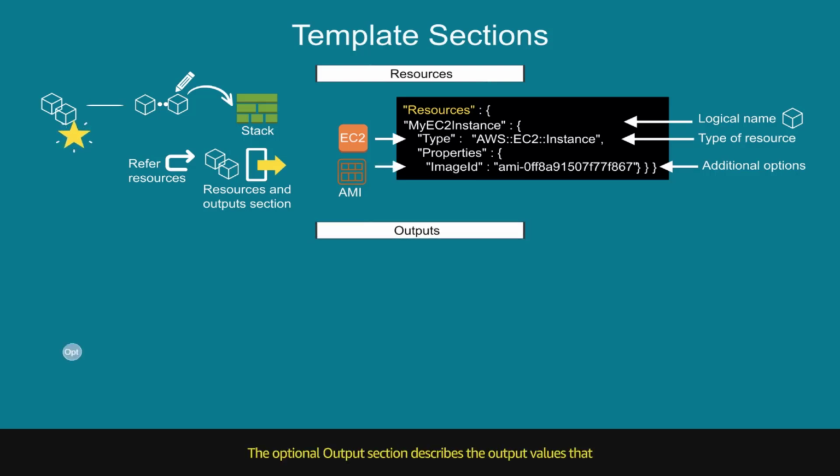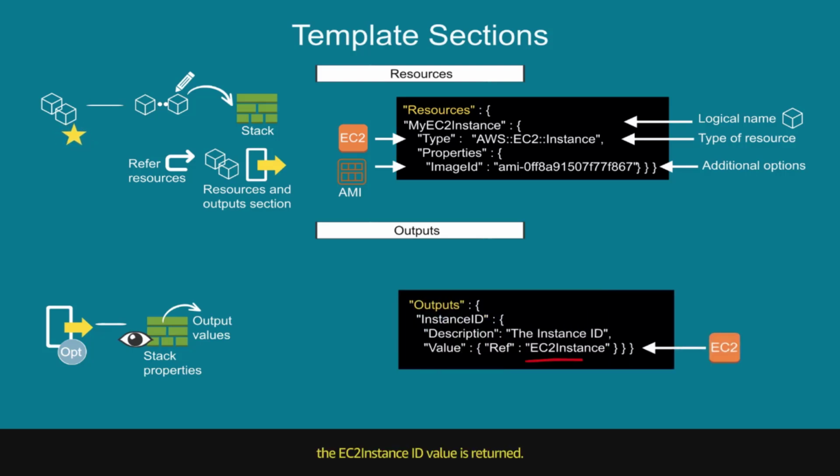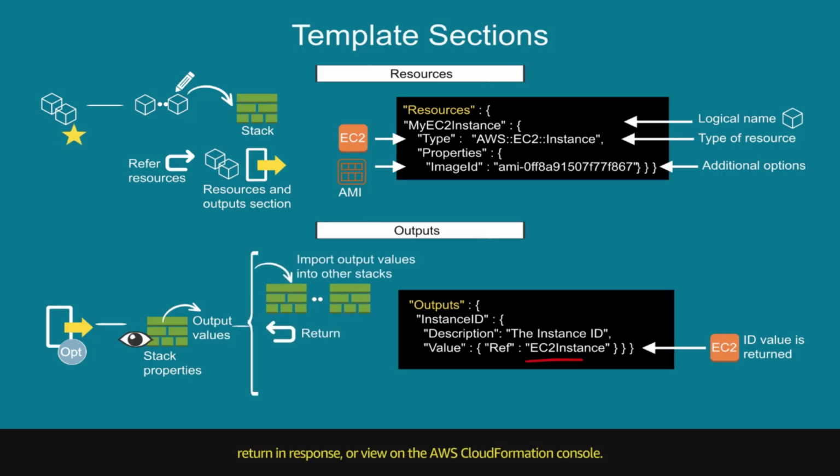Outputs. The optional output section describes the output values that are returned whenever you view your stack's properties. In this example, the EC2 instance ID value is returned. You can import the output value into other stacks, return it in response, or view it on the AWS CloudFormation console.